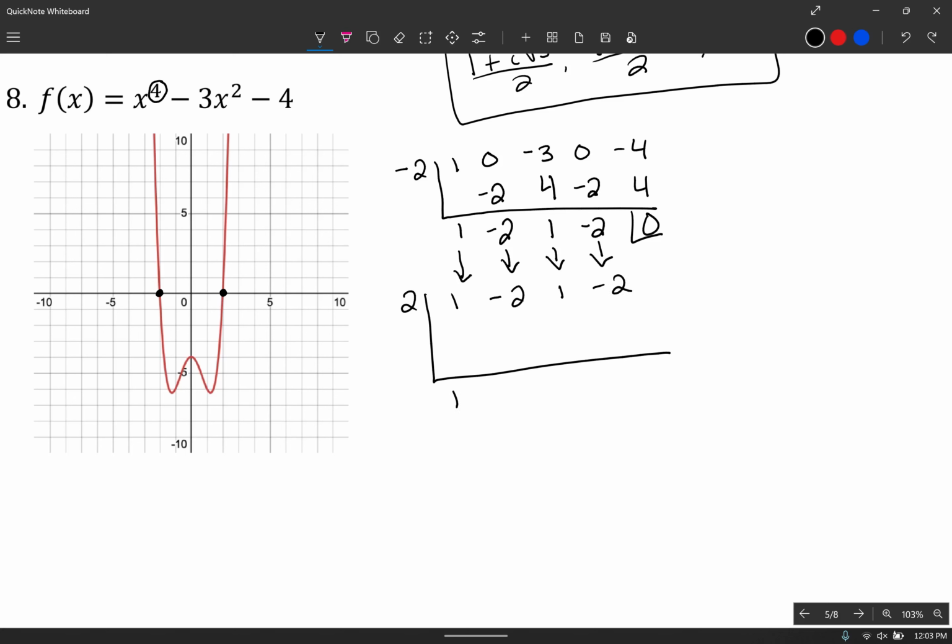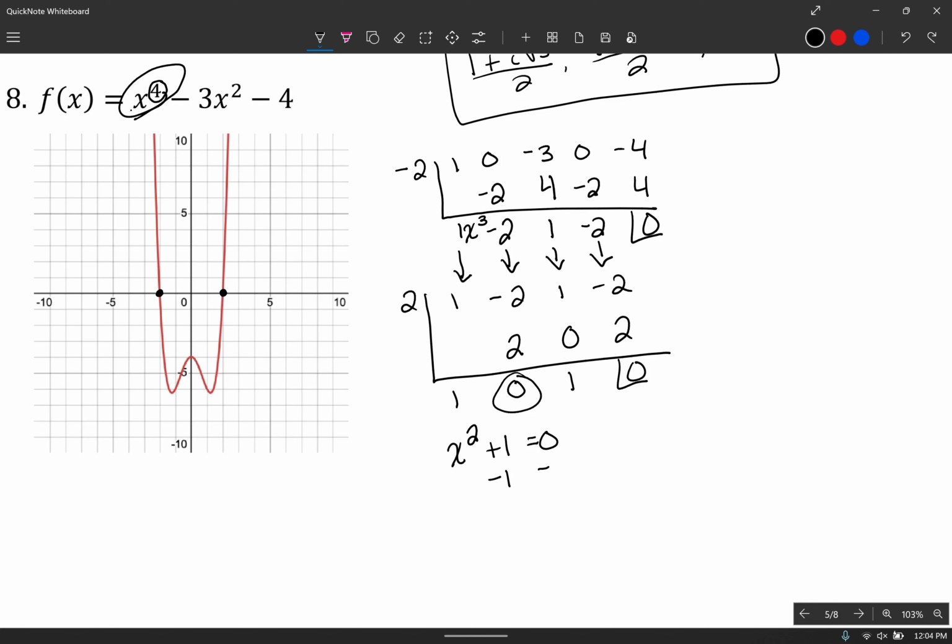So we'll drop the 1. 2 times 1 is 2, plus -2 is 0, times 2 is 0, plus 1 is 1, times 2 is 2, and I have a remainder of 0. Now if I started with x to the fourth, the first time that I went through, I would have knocked that down to x to the third, and now this time I would knock it down one more time to x squared. I don't have a term with an x, and then plus 1 equals 0.